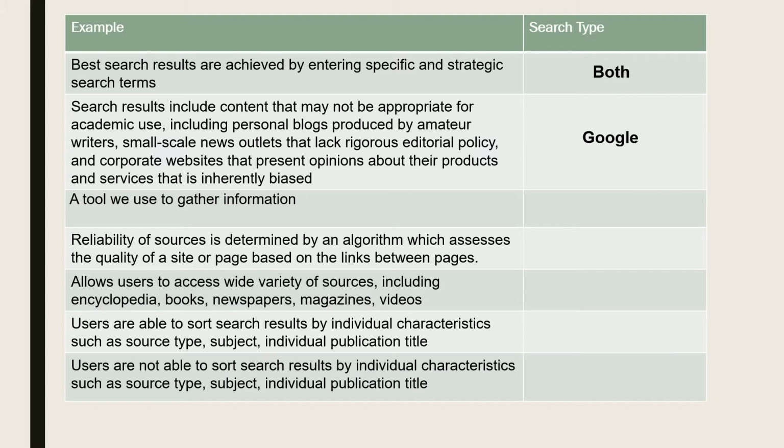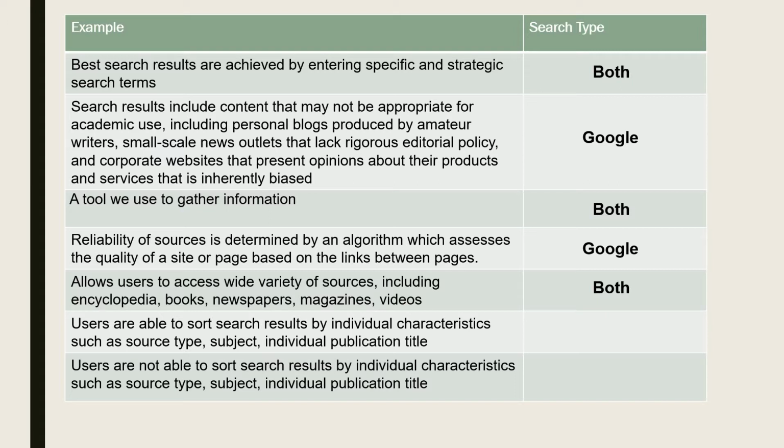Which one is a tool that we use to gather information? Both. Which one has the reliability of sources, which is determined by an algorithm which assesses the quality of a site or page based on the links between pages? And if you remember the first video, that is Google. Which one allows users to access a wide variety of sources, including encyclopedias, books, newspapers, magazines, and videos? Both. You can access those things through both Google and your library database.